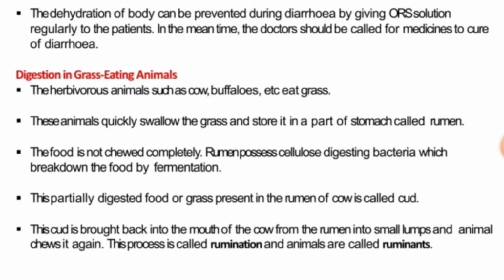When sitting free, it just takes that back into the mouth and once again chews it and puts it into the stomach. The food is not chewed completely. Rumen possesses cellulose-digesting bacteria which break down the food by fermentation. This partially digested food or grass present in the rumen of the cow is called cud. This cud is brought back into the mouth of the cow from the rumen in small lumps, and the animal chews it again. This process is called rumination and the animals are called ruminants.